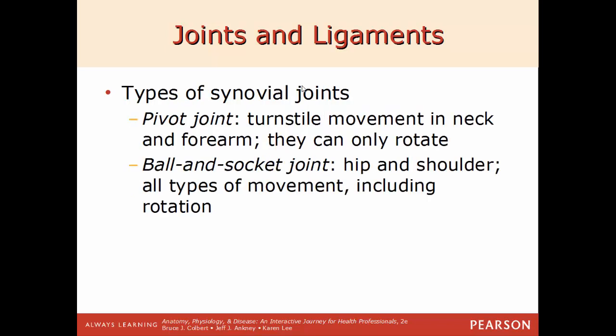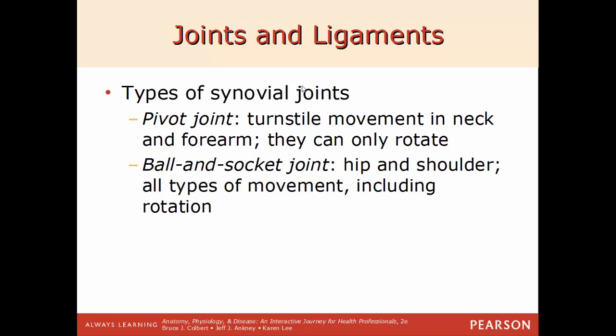Alright, next we'll talk about different types of synovial joints. Synovial joints are the most common of the joints we have in our body, and also the most complex of the types of joints we have. The first kind is a pivot joint. You have a turnstile movement in the neck and also in the forearm, where they can rotate.